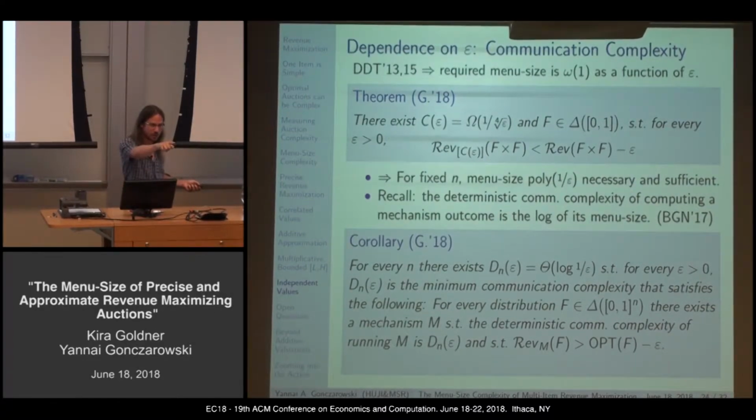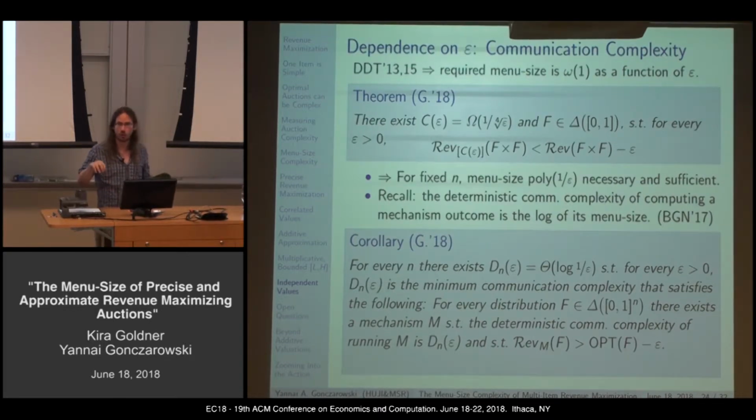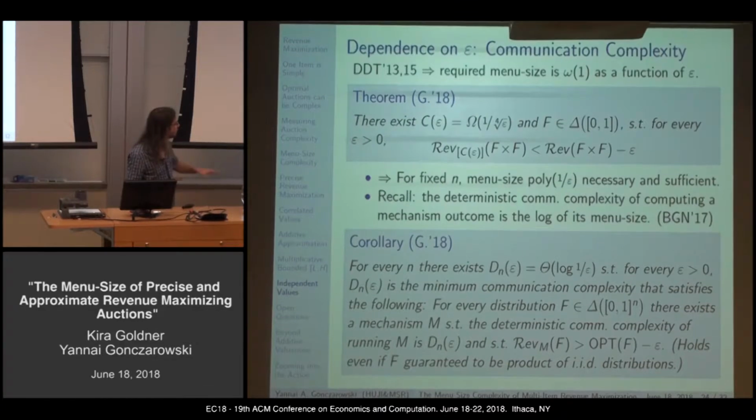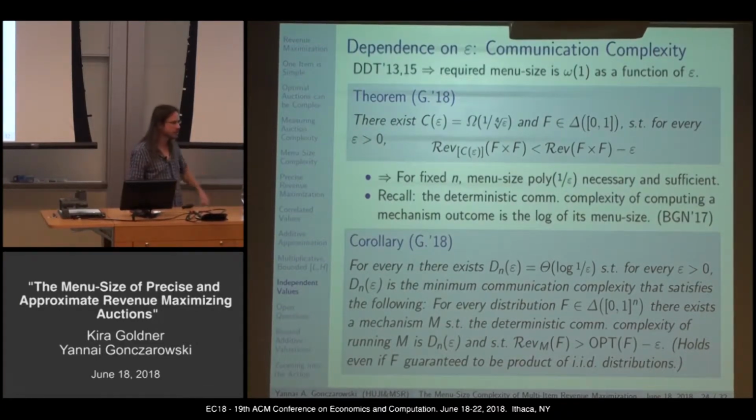So if you ask this statement, what's the minimum communication complexity that you must have? That's what Amos asked about earlier. What's the minimum communication complexity that you must have in order to make sure that you don't lose more than an epsilon? It's theta of log 1 over epsilon, and even more so, this holds even if F is guaranteed to be the product of IID distributions. So whether F may have correlations, or whether it's guaranteed to have the product of independent distributions, I should say.